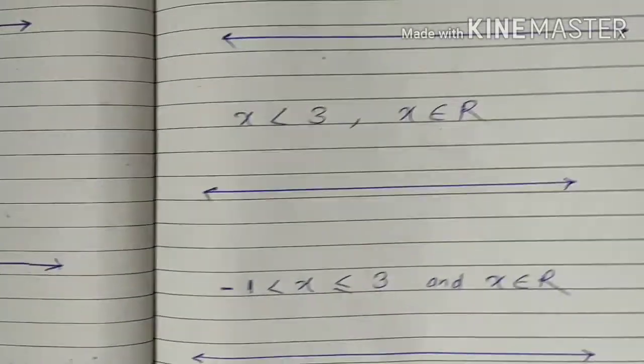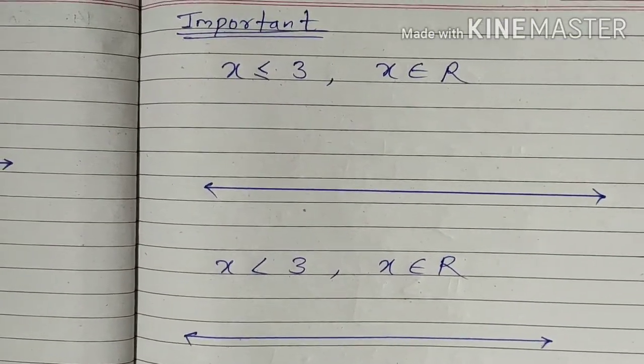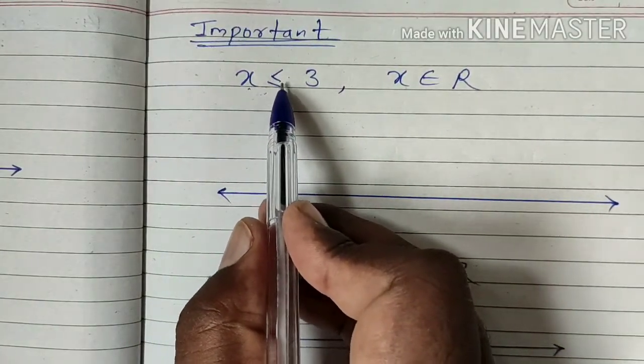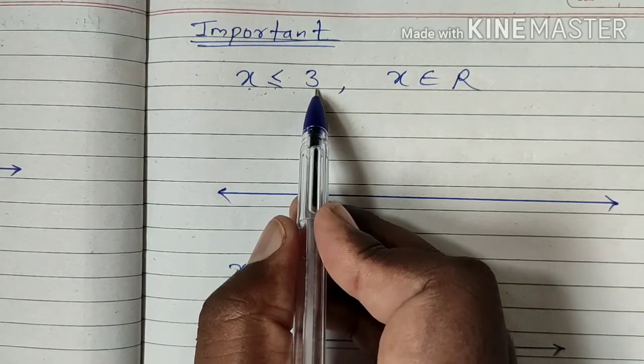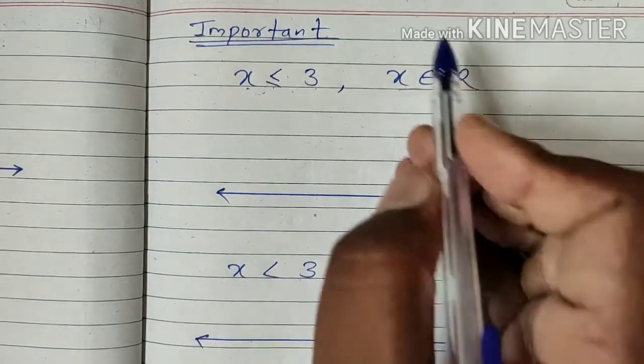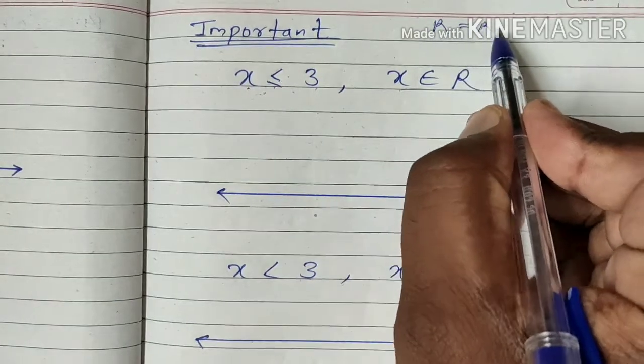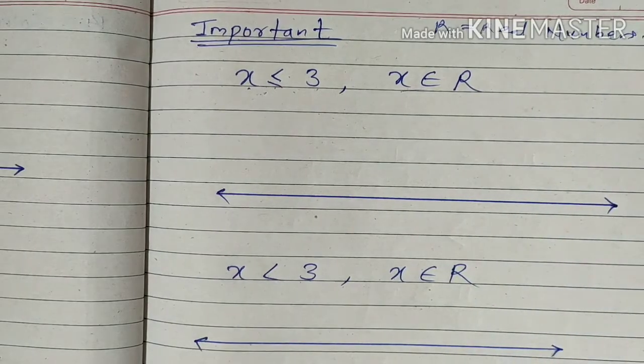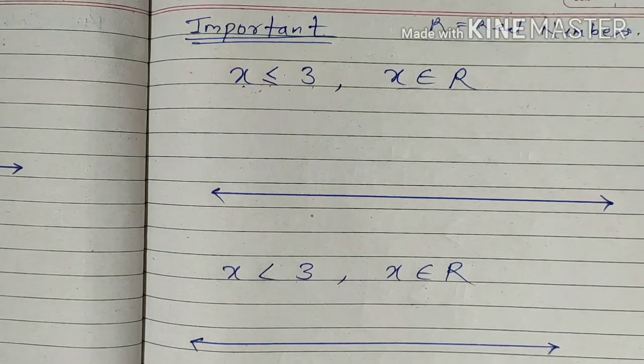Next, the very important thing that we are going to discuss now. See what they are saying: X is less than or equal to 3 and X belongs to R, where R stands for real numbers. Real numbers include negative numbers, decimal numbers, surds, fractions, everything. That is called real numbers.